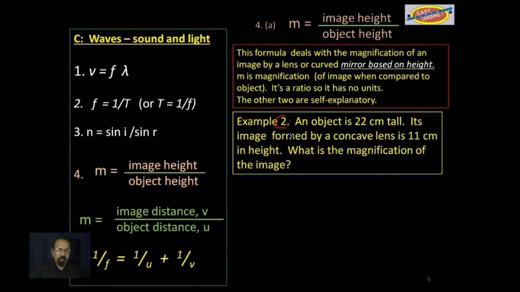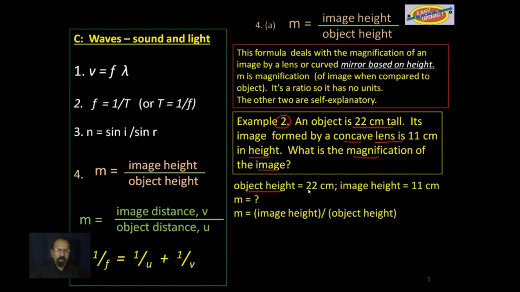We look now at example 2. An object is 22 centimeters tall. Its image formed by a concave lens is 11 centimeters in height. What is the magnification of the image? Well, we know the object height is 22 centimeters. We know the image height is 11 centimeters. We want to find the magnification.